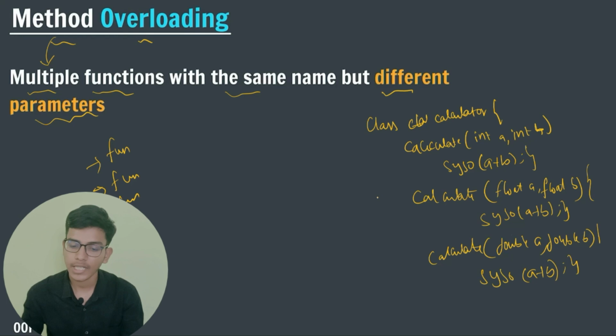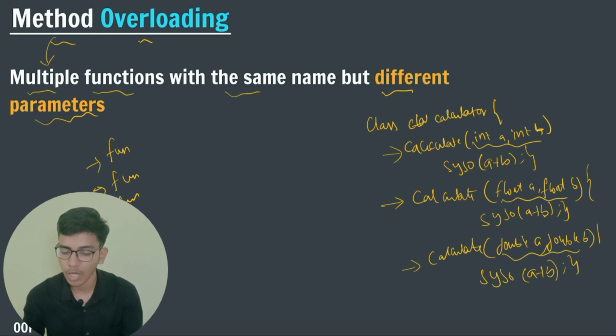So you can see that the function name or the method name is the same, but the only change here is, here I am passing integer, here I am passing float, and here I am passing double. So this is the example of polymorphism or static type polymorphism. Here the example is method overloading. I hope you have understood the concept. Now let us code this thing.